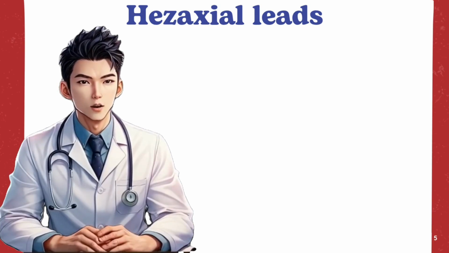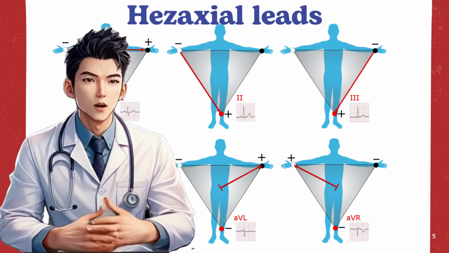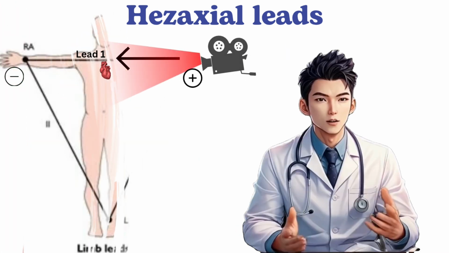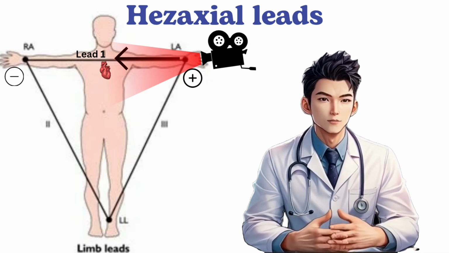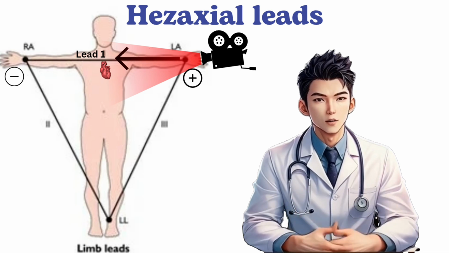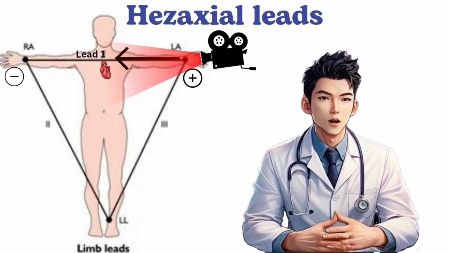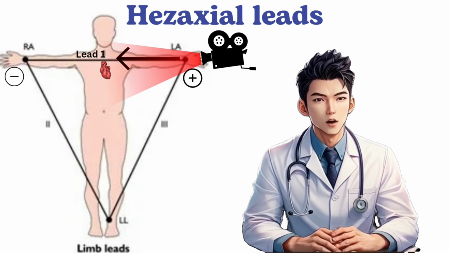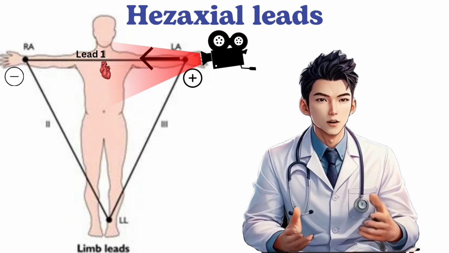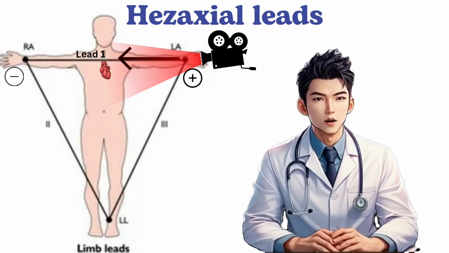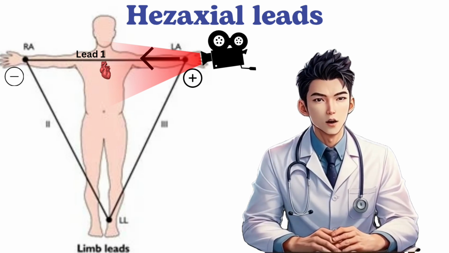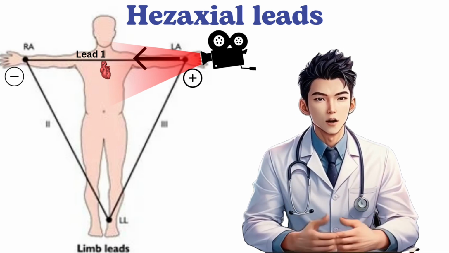Now to get the hexaxial leads, we place certain electrodes on the human body parts. And these electrodes capture the electrical activity of the heart. To get lead 1, we place the positive electrode on the left arm of the patient, and we place the negative electrode on the right arm of the patient. That is lead 1. Now remember, this positive electrode acts as a camera. This positive electrode is basically the electrode that is looking at the heart from the positive direction to the negative direction. So the positive electrode always acts as a camera, and it is looking towards the negative side, and it is capturing the electrical activity of the heart.